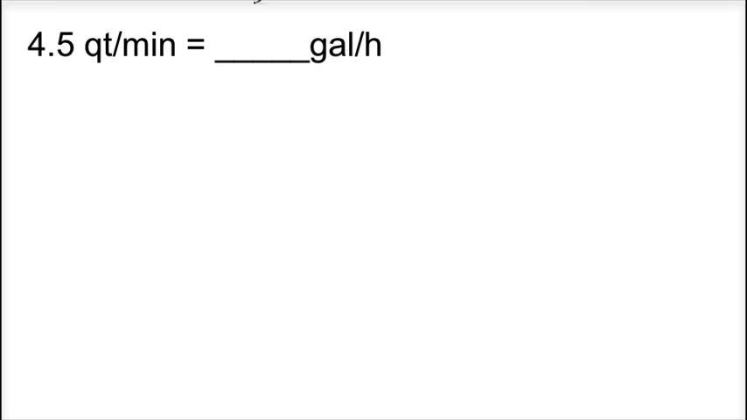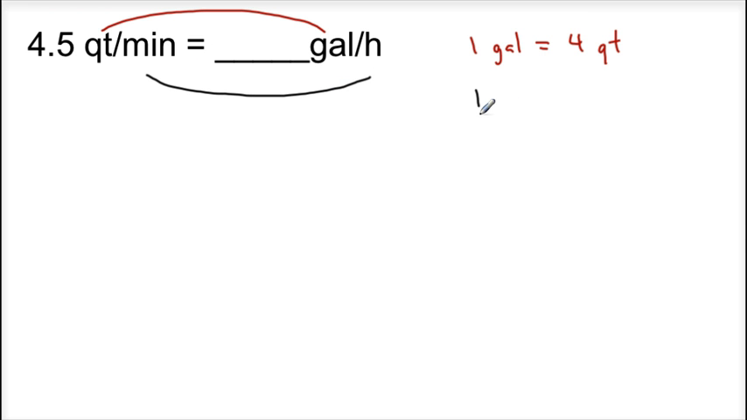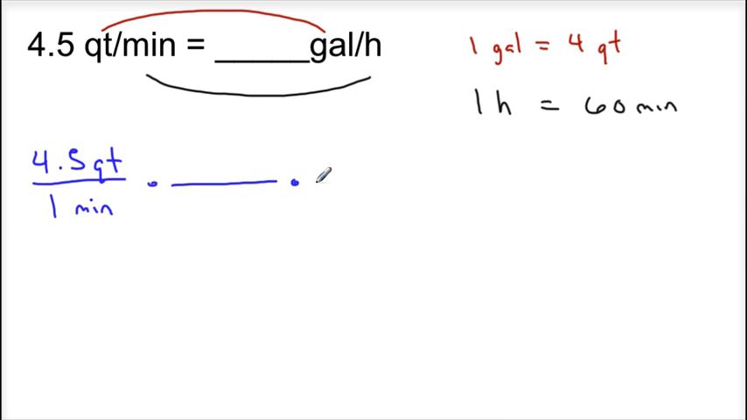All right, so 4.5 quarts per minute equals how many gallons per hour? So my first conversion is quarts and gallons. 1 gallon is equal to 4 quarts. Very good. Minutes to hours. 1 hour is equal to 60 minutes. Nice and easy. My first fraction, 4.5 quarts per 1 minute, times my first fraction times my second conversion equals, my final answer should be in gallons per hour.